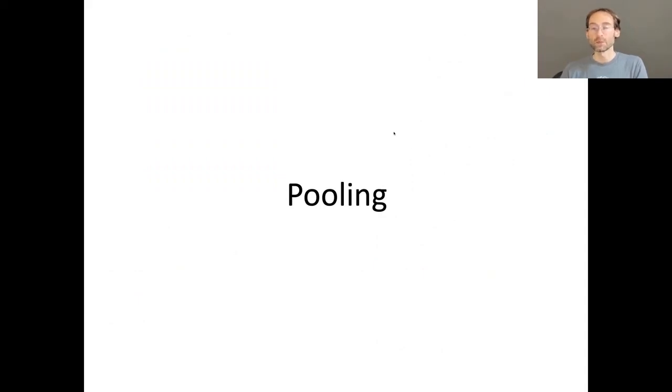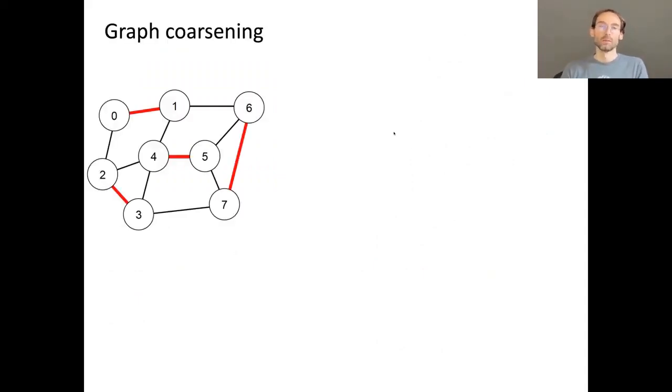So let me say a few words about pooling. Basically, in images, pooling is just coarsening the grid and aggregating information in adjacent pixels by some shift invariant, permutation invariant operation.